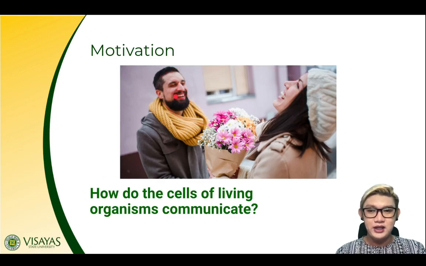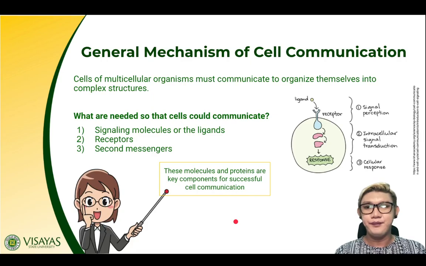So in cell communication, the same thing, of course. There is someone that is sending the message. So it could be a cell, one cell that is sending a message through the flowers, and the cell that receives the message is the one that elicits a specific response. This time, the girl was happy upon receiving the flower. So again, the question is, how do the cells of living organisms communicate?